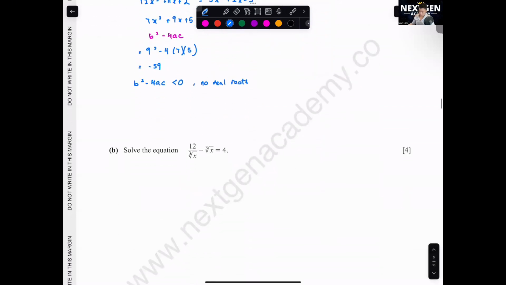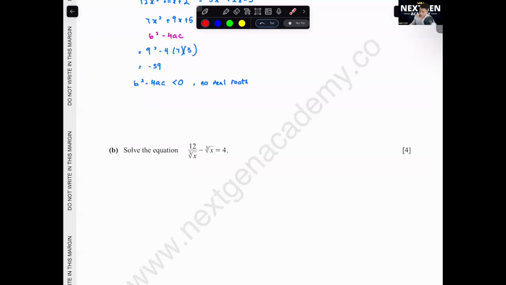Okay, question B. Solve the equation 12 over cube root x minus cube root x equals 4. By now, you all should be able to identify this form: one term at the bottom, one term on top. It can be some sort of x, sometimes it's exponential, sometimes it's ln, sometimes trigo, right? This one is called a complex quadratic equation. You need to be able to simplify it to a quadratic equation.